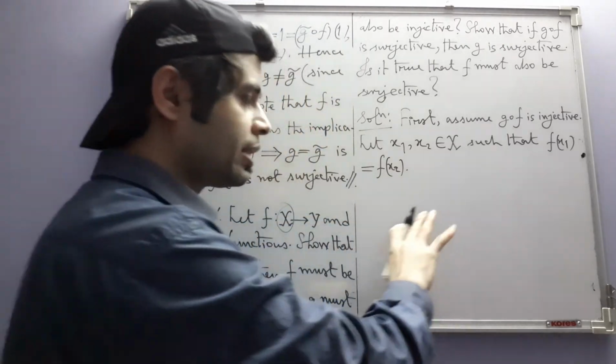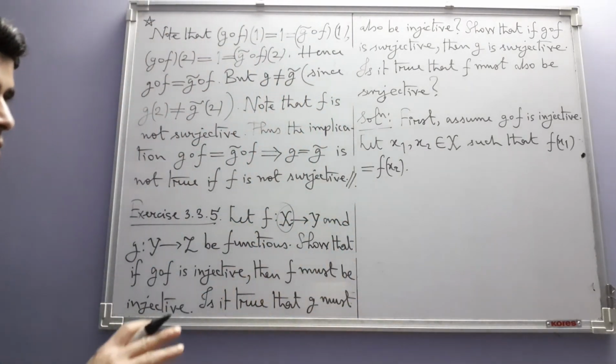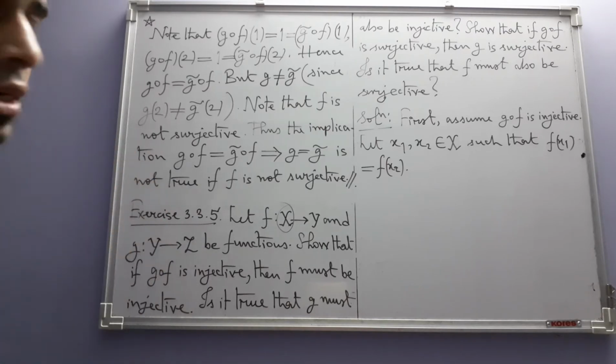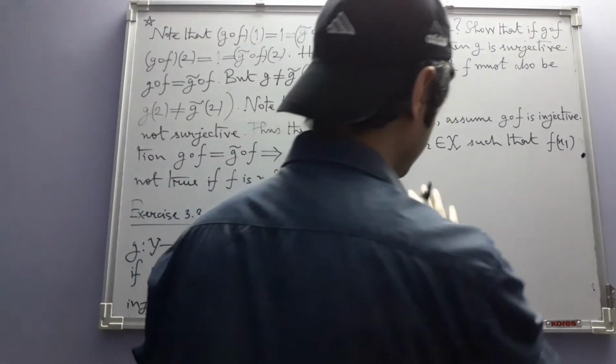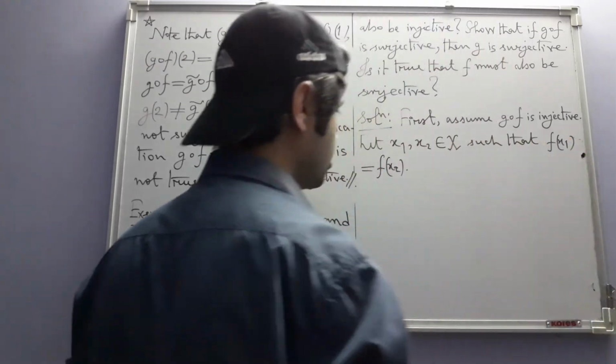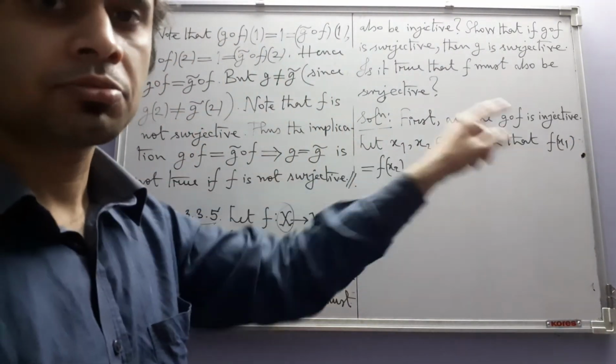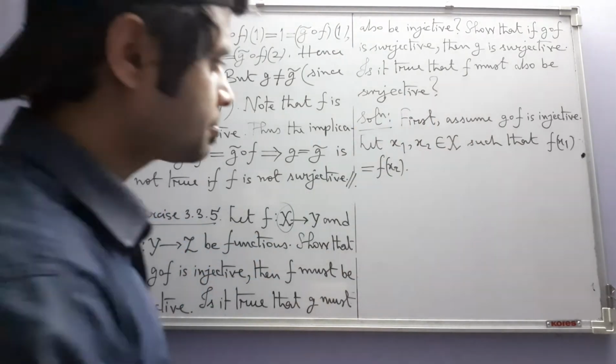We could have followed that other argument also, but for some reason it's not coming here. I mean, I'm not able to understand that. So we can proceed like this also. We have assumed this. Now we have to prove that x1 is equal to x2. Okay.